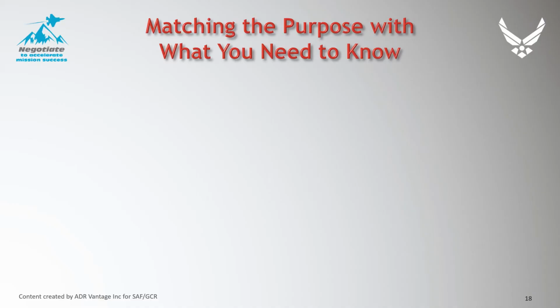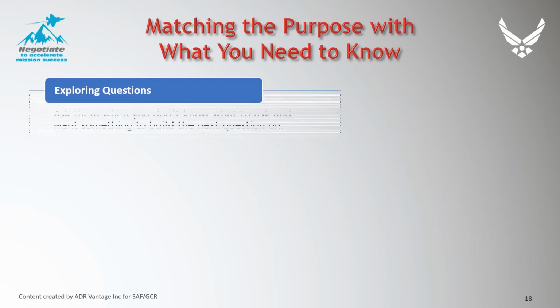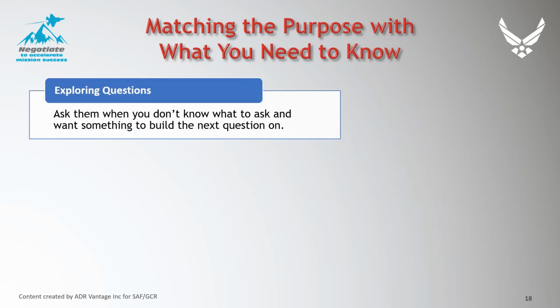The following are examples of 6 different types of questions, each with a particular function and purpose. Let's look at each briefly and then come back to our airmen to see which types might be right for this scenario. First type, exploring questions, gives us a general understanding of something before going deeper into specific details. We ask them when we don't know what to ask and want something to build the next question on.